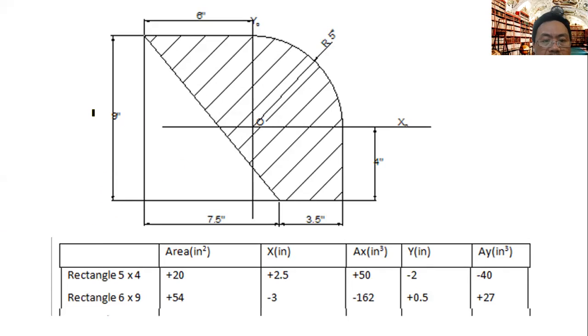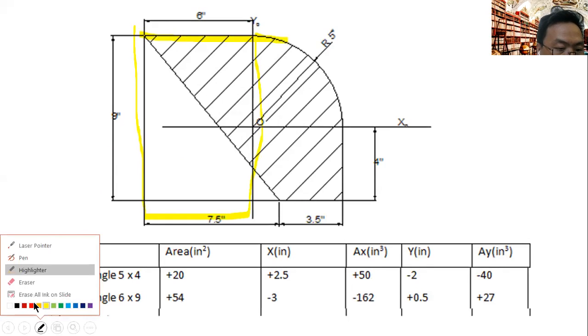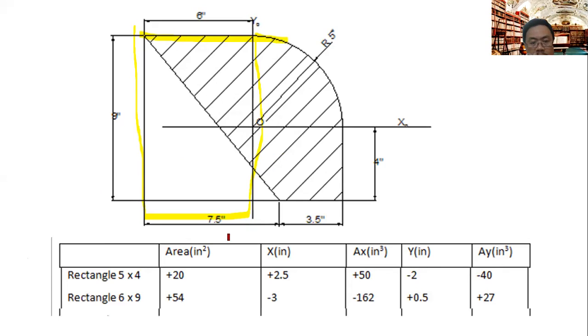Okay, where's the 6/9? This one is our 6/9. So the area is just 6 times 9. X bar coming from here, of course, this is 6. X bar here is just 3. But this one is negative. AX, just have to multiply the area 54 and then x.